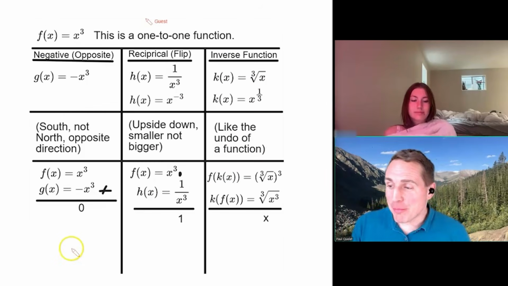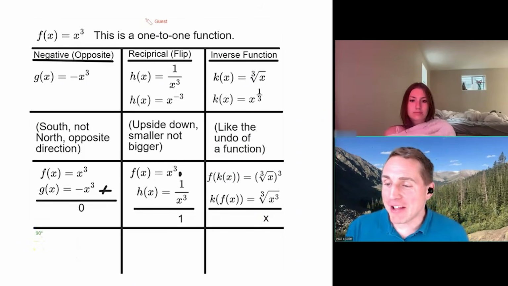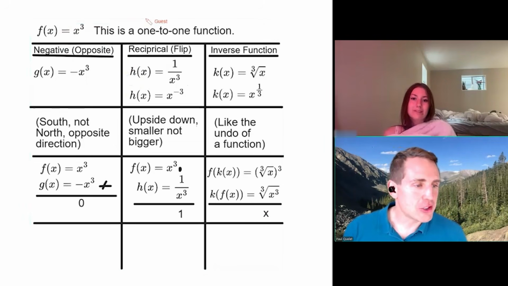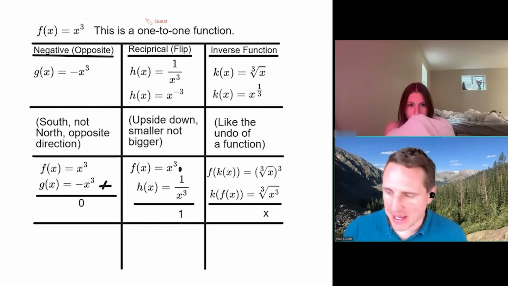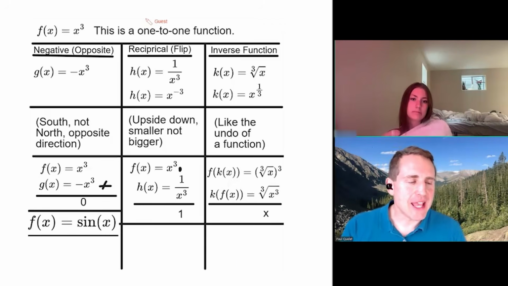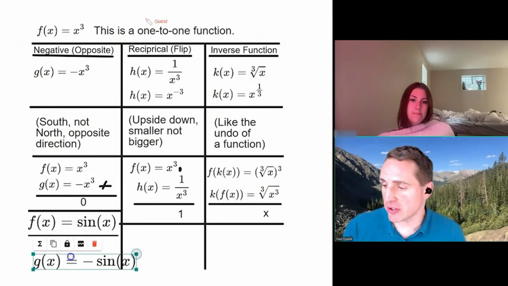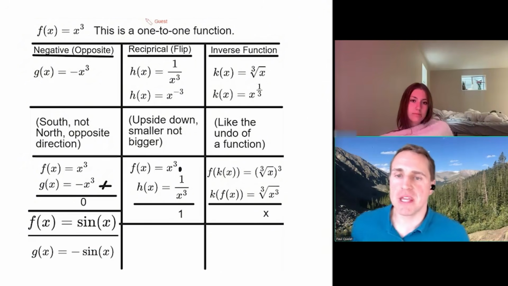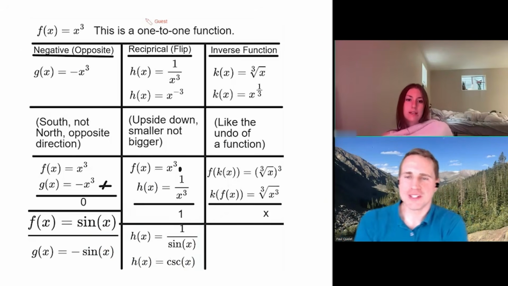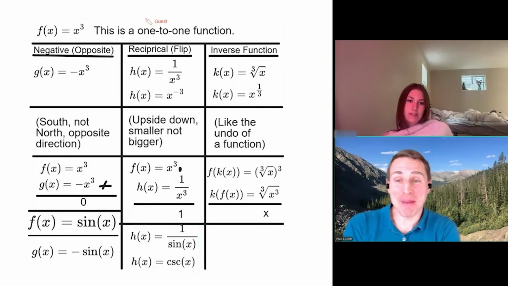The reason this is all important is because there are analogies to trig functions. Suppose f of x is sine x instead. Any guesses on what the negative is? Yeah, sure, just negative sine x, right? That would just be an x-axis reflection. And remember, it has the same properties in that you can add them together, get 0. What would the reciprocal of sine x be? Cosecant. Cosecant x. Does that make sense?